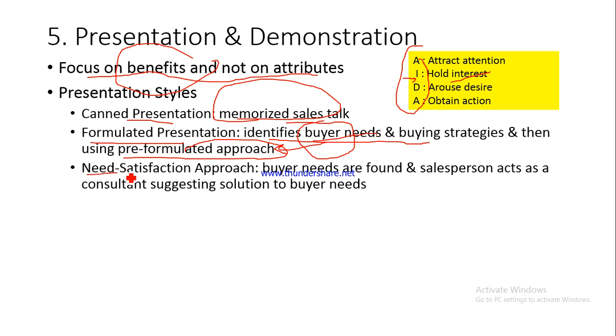The third presentation style is called the need satisfaction approach. Here the buyer needs are not only found, the salesperson would then focus his talk on these buyer needs rather than using some pre-existing presentation that he already has, which happened in the first two cases. So now he would be making a presentation entirely focused on the buyer requirements, the prospect needs. And the salesperson would not simply be trying to sell his product, but he would be trying to sell a solution to the problem that the prospect is facing, the problem that the buyer is facing.